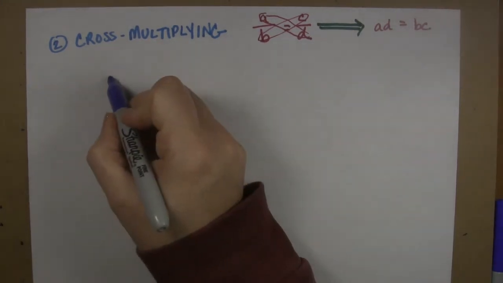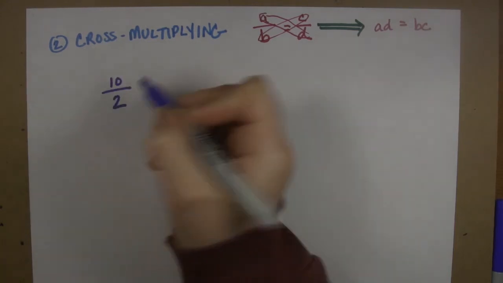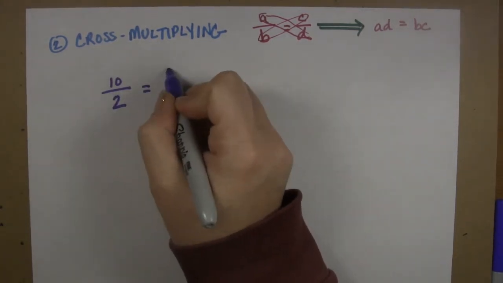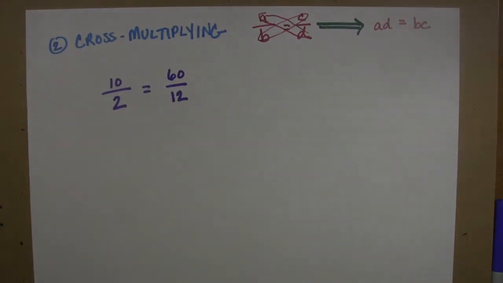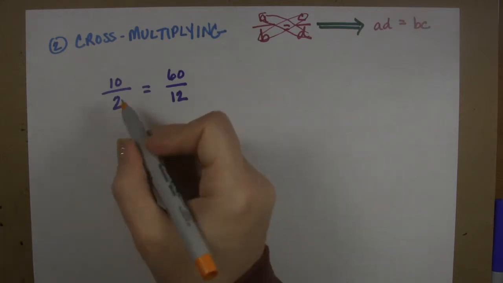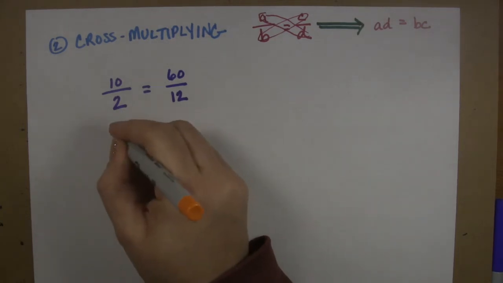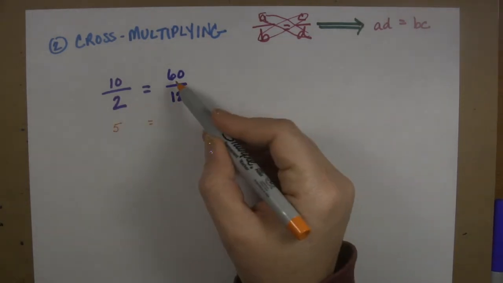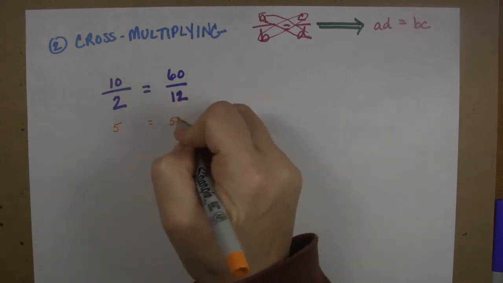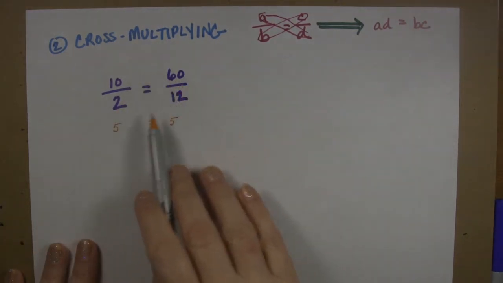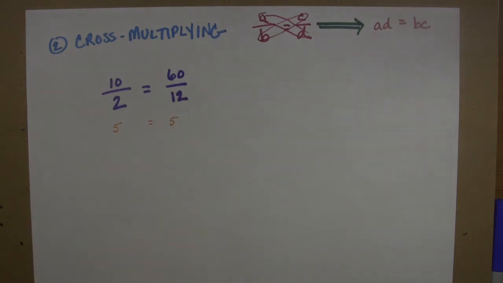Let's do an example. 10 over 2 equals 60 over 12. Okay, first let's prove to ourselves that this is a true statement. So you can get out your little calculator and you can put in 10 divided by 2 and you will get 5. And then you can put in your calculator 60 divided by 12 and you will get 5. Okay, so we agree that this is a true statement.